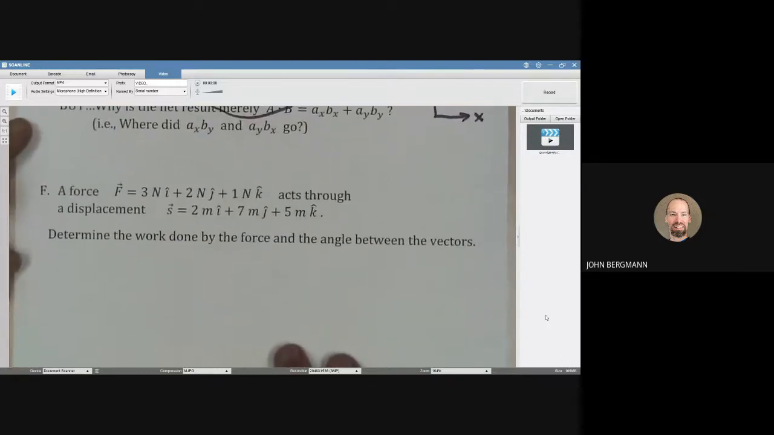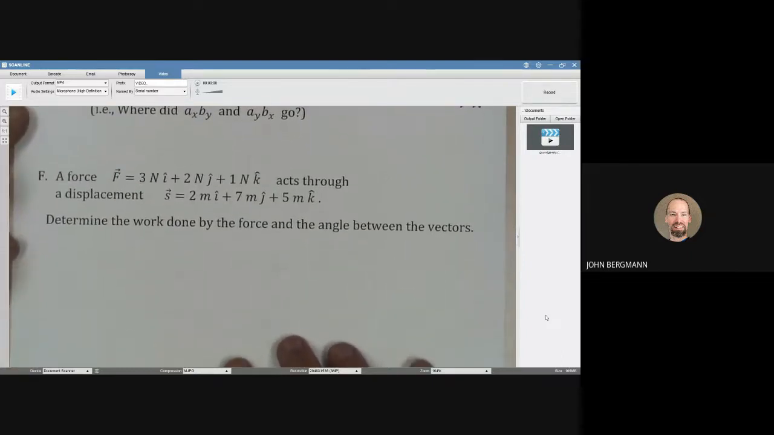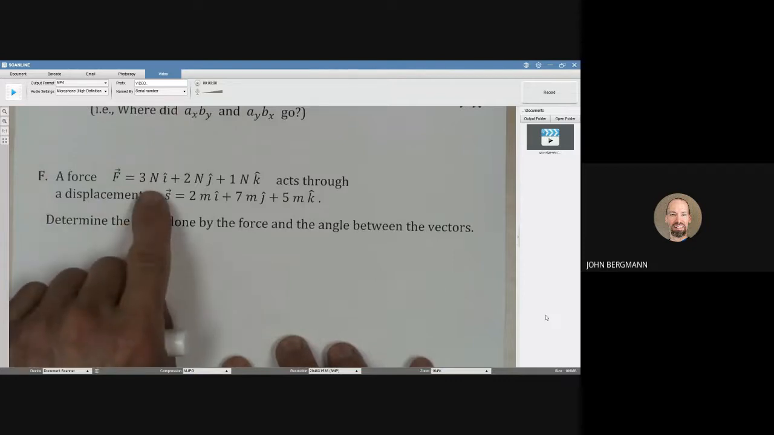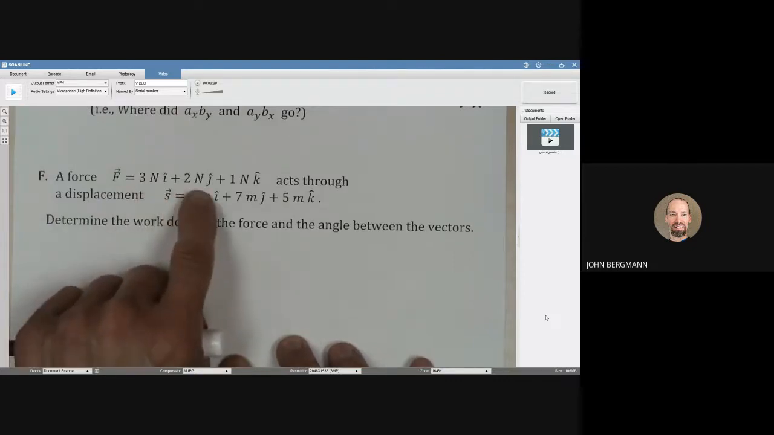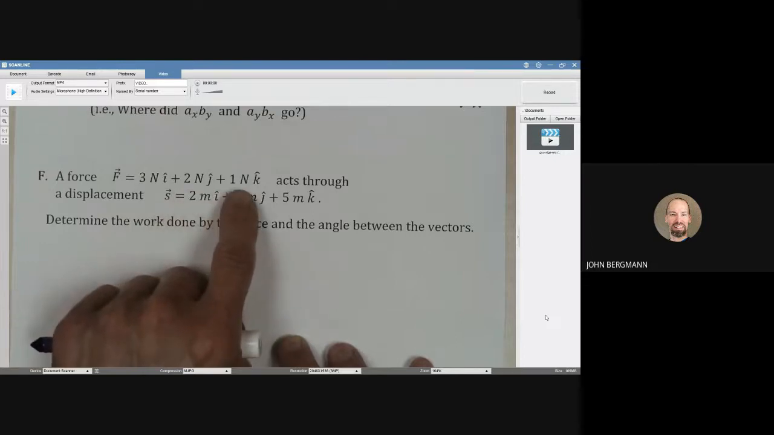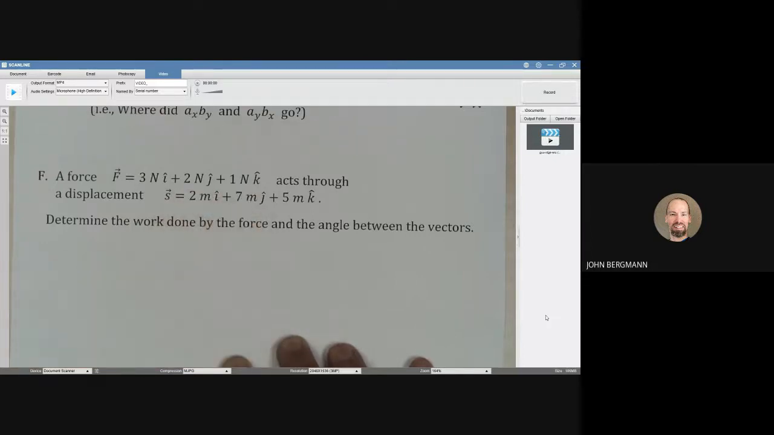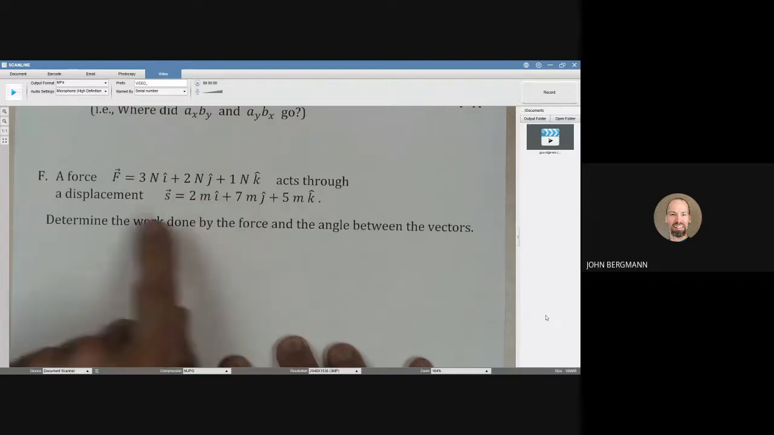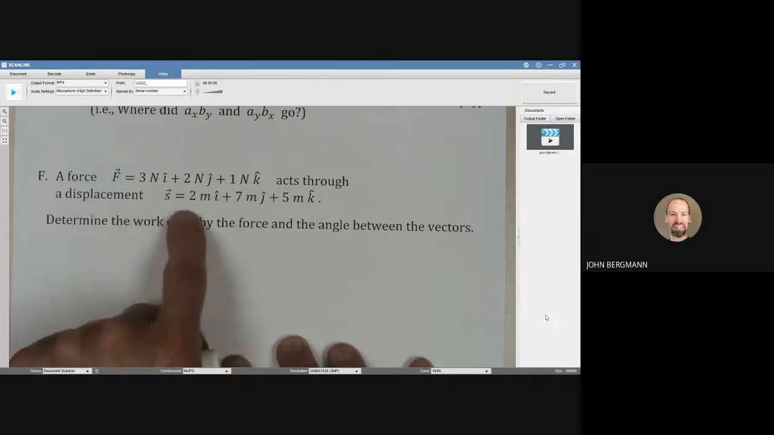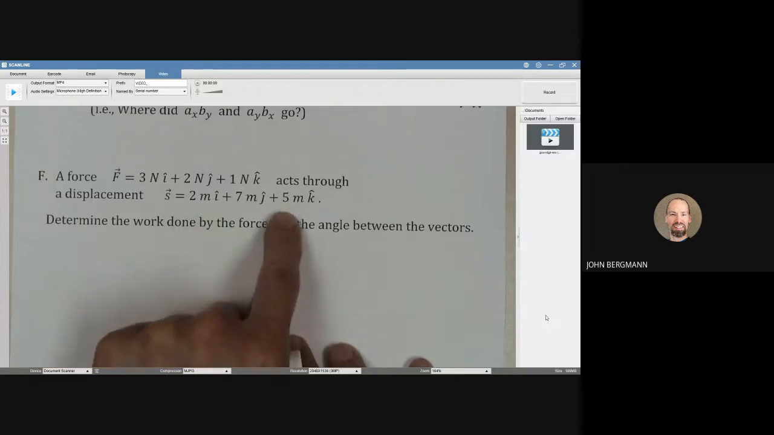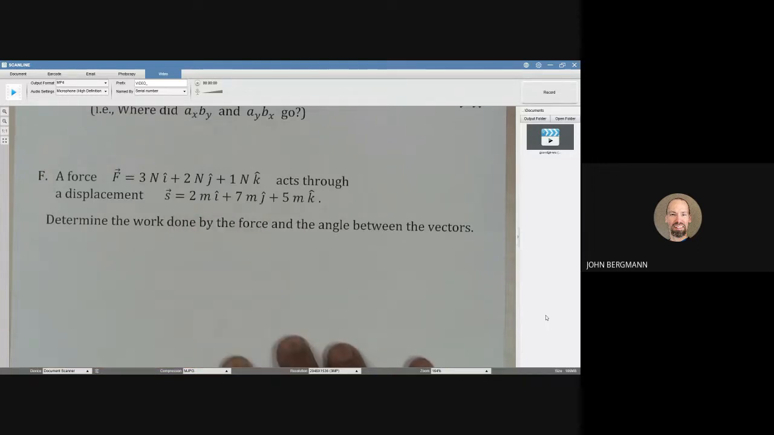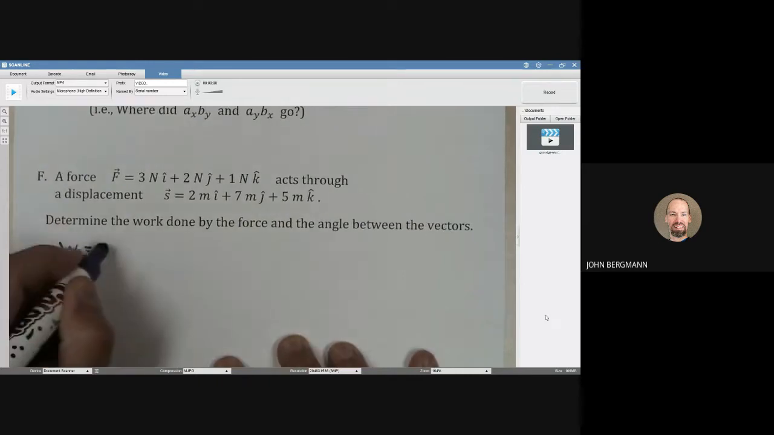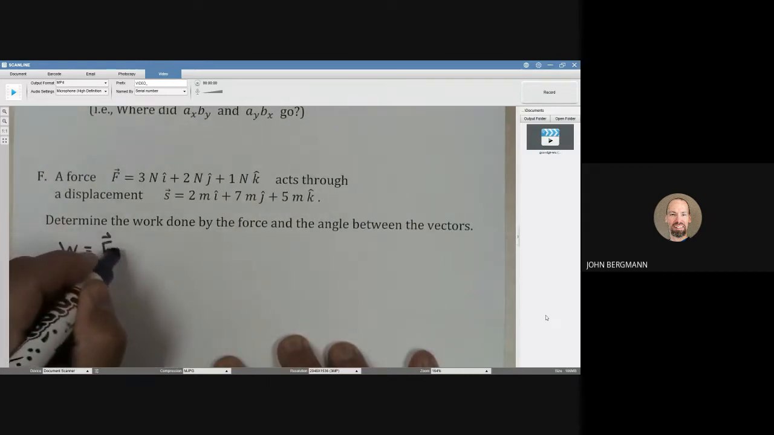Suppose we have a force here, and it's directed not entirely in the x direction, nor entirely in the y direction, nor entirely in the z direction. It's directed at some odd angle relative to all three of those axes. And here's the displacement that is undergone. What would be the work done with this force and this displacement? Work is the dot product of force and displacement.